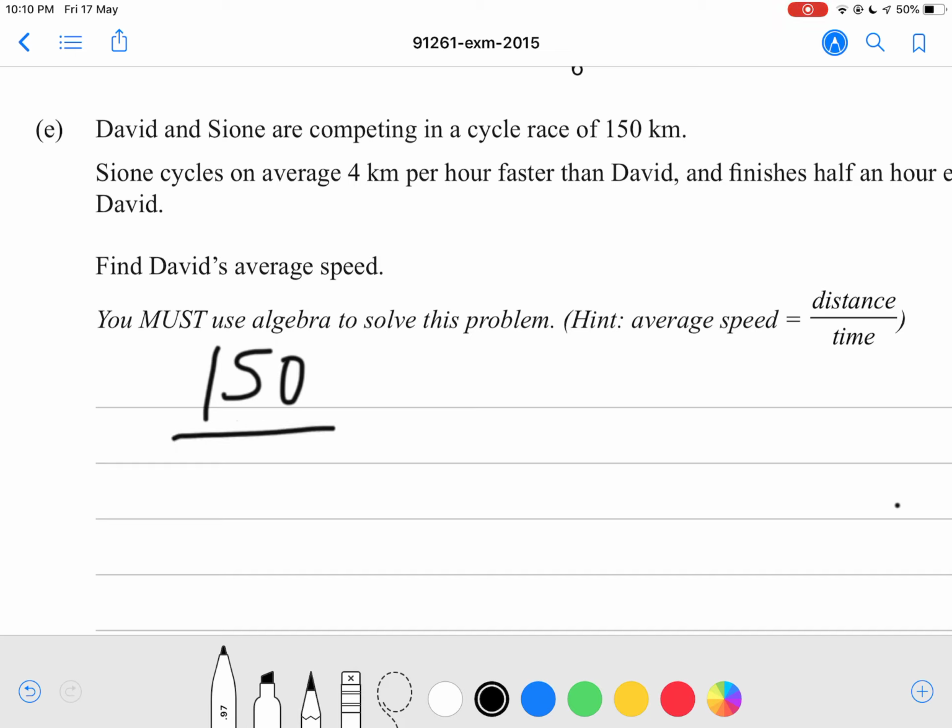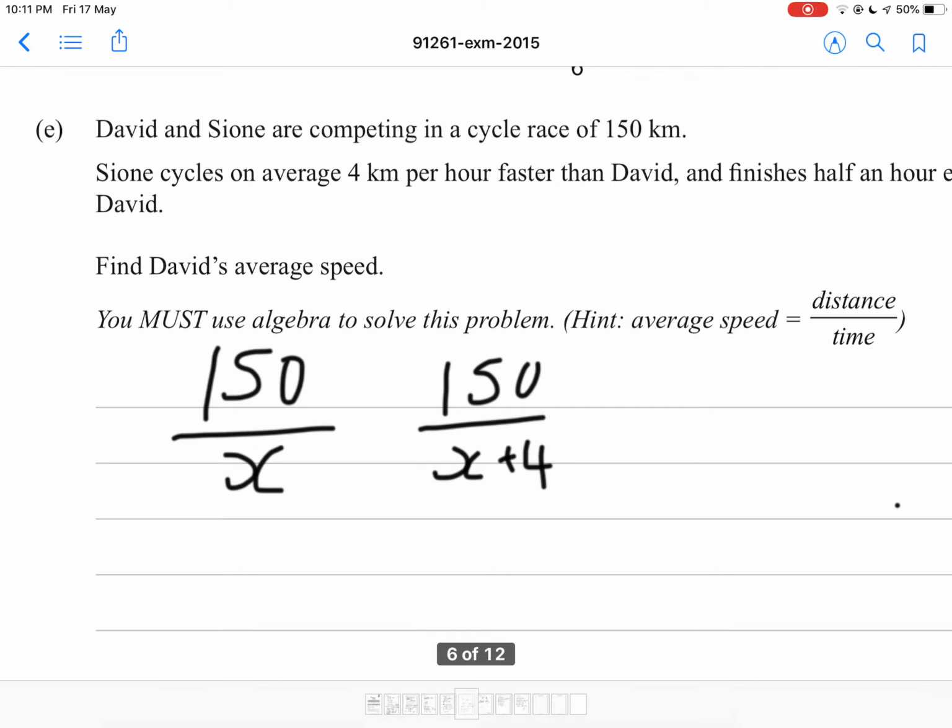So 150 kilometers divided by x will give us the time that it takes for David to finish. And 150 divided by x plus 4 will give us the amount of time that Sion will finish, okay?